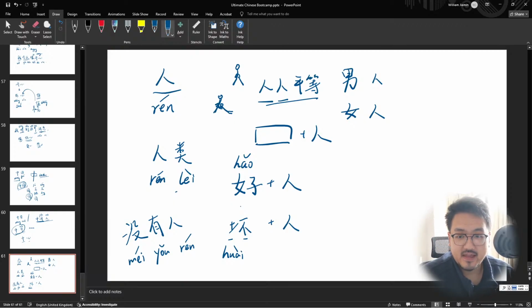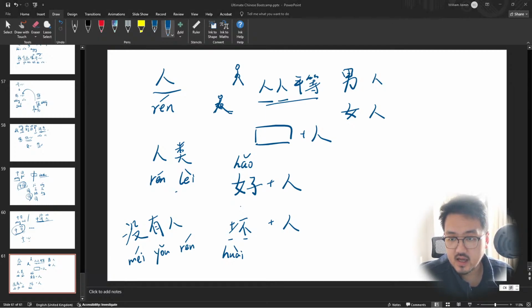So that's 人, right? 人要有梦想, everyone needs to have a dream. I think that's enough about 独体字, single component characters.